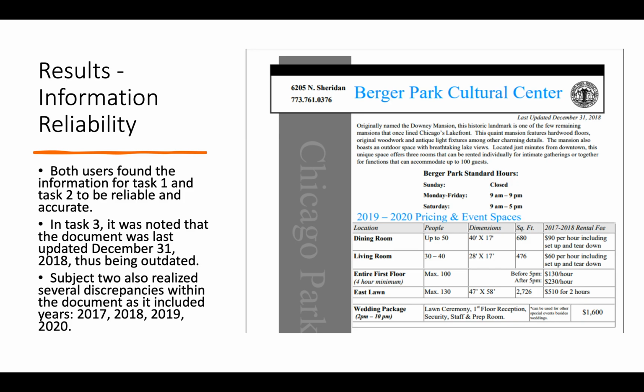On the right-hand side, you can see a screenshot of the information, and we see "last updated" on the upper right-hand side, which was December 31st, 2018. We also see dates of 2019, 2020, and dates of 2017 to 2018, which is not only incorrect, as they are referencing different dates and could be referencing different prices, but it's different information on the same document, which would confuse the user.